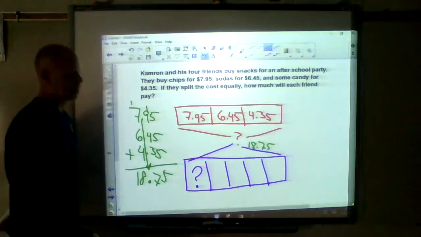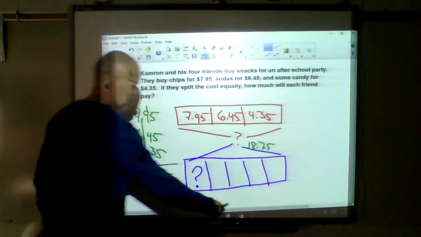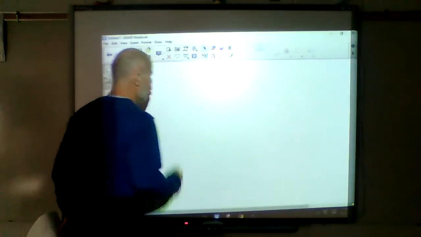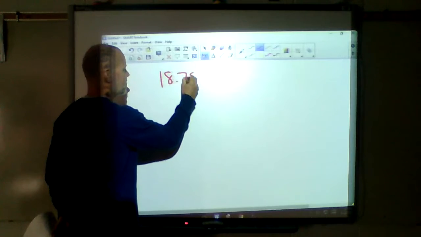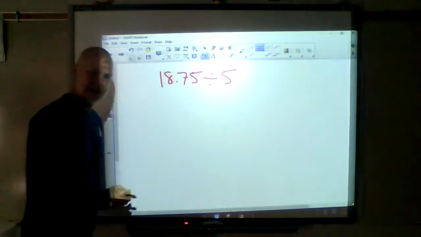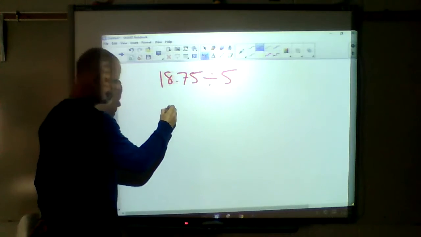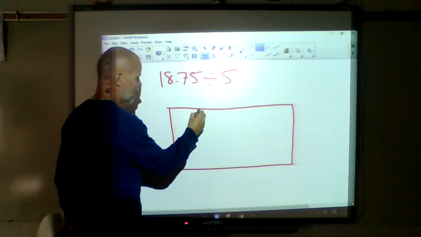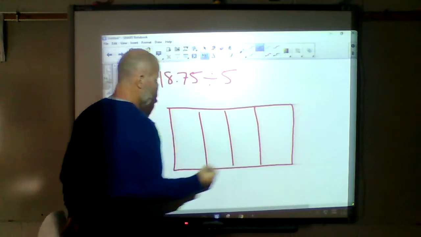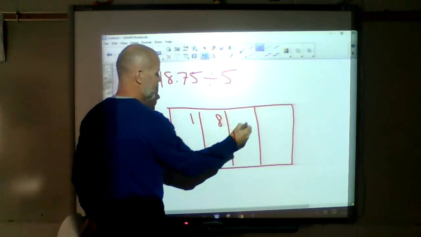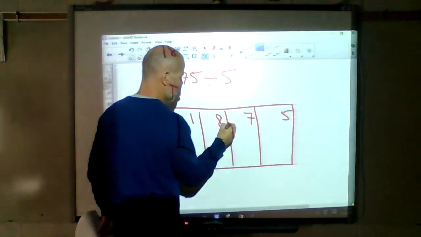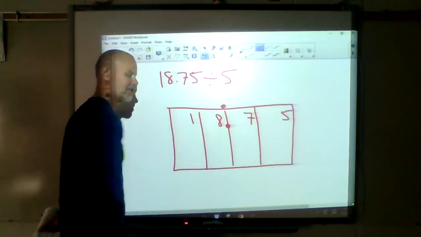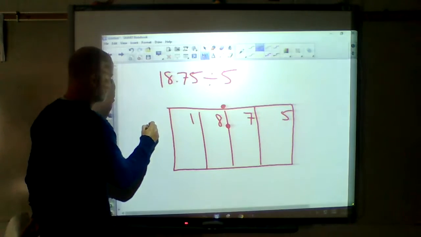And now I need to spread that, I need to divide it equally. I'm going to go to another screen. We know it's $18.75, okay? I need $18.75 divided by five friends. Here's my box now. Okay, I need 1, 2, 3, 4 columns. One digit per column. Remember, 1, 8, 7, 5. And I'm going to put my decimal point in here, too, so I don't forget. In fact, I can put it right up there right now so I don't forget it. Okay? And I'm dividing by 5.